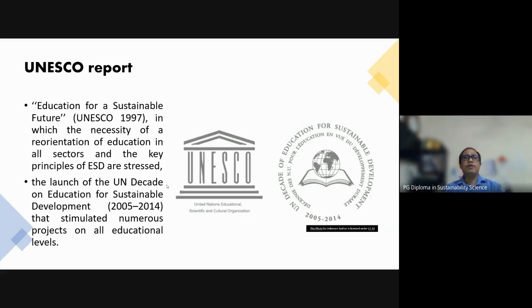When you see that UNESCO report, Education for a Sustainable Future, you will find that it reflected upon the necessity of a reorientation of education in all sectors. Because education for sustainable development is not asking for a new stream or new ways of teaching. It is asking how to streamline it, right? So we need to reorient the existing structure, existing methodology or existing syllabus in such a way that it blends with the approach of what we want to teach the learners, what we want to reach to the people about sustainability and its different tenets, right? So that is the principle of ESD that was stressed in that report.